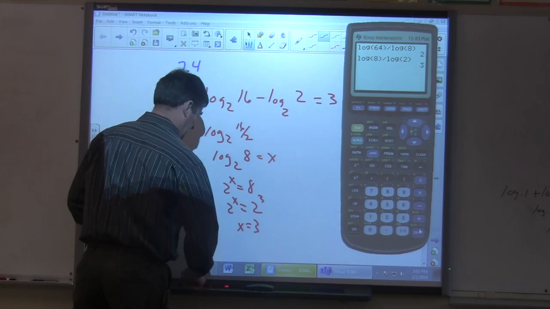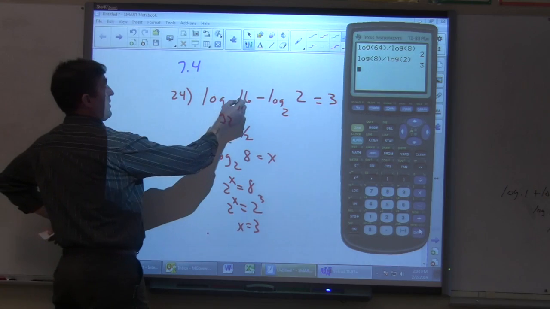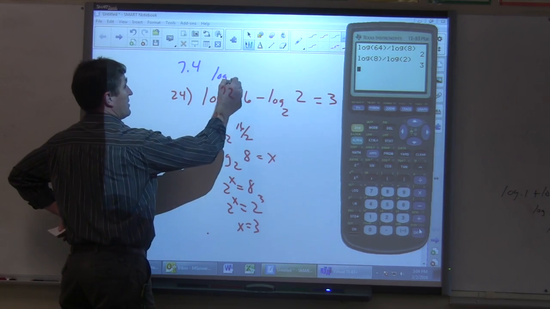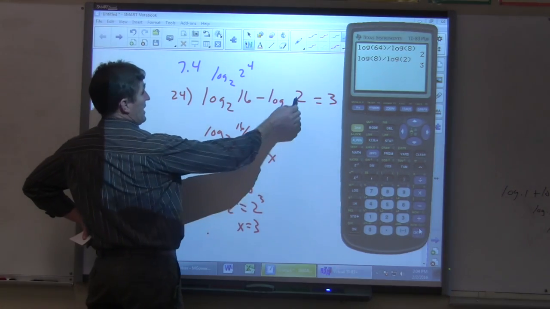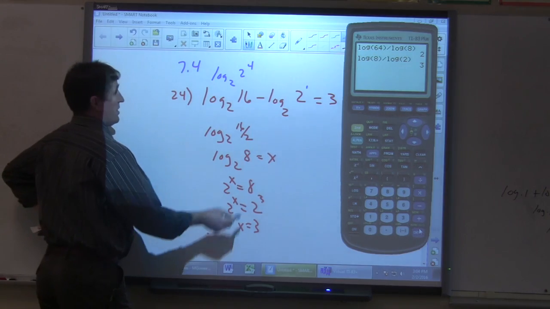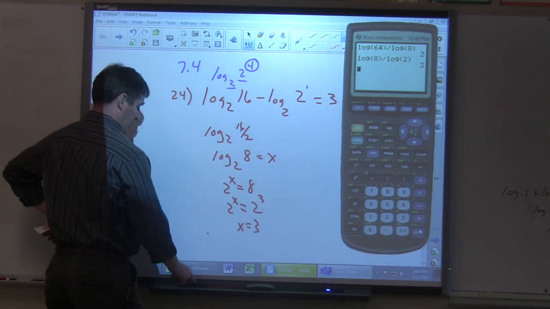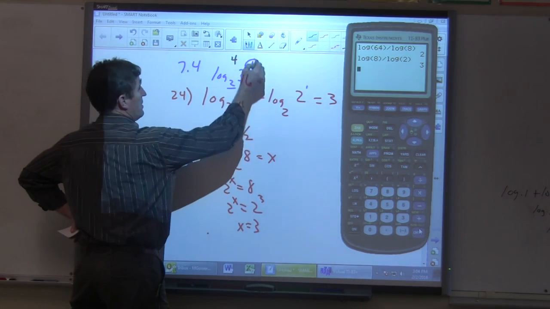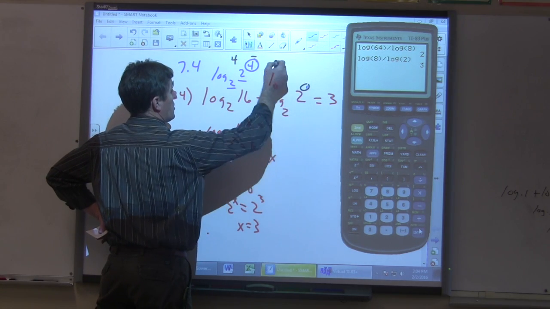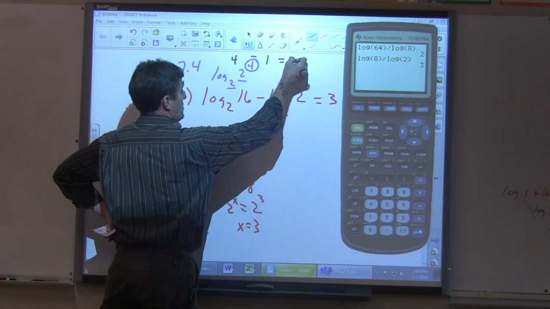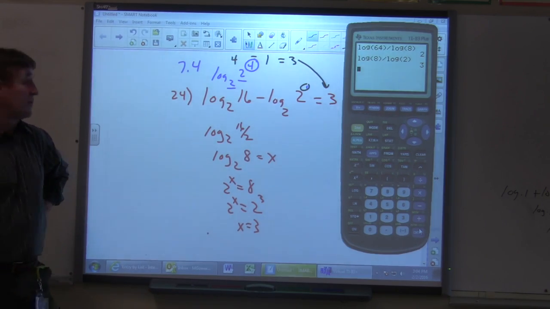Other ways that you could have done this, because I can rewrite this, I can write 16 as 2 to the 4th. And this already is 2 to the 1st. Remember, if the bases are the same, it equals the exponent. So this becomes 4 minus 1, because these are the same, it becomes the exponent. And so 4 minus 1 equals 3. So again, in all cases, we get 3, no matter which way we do it.